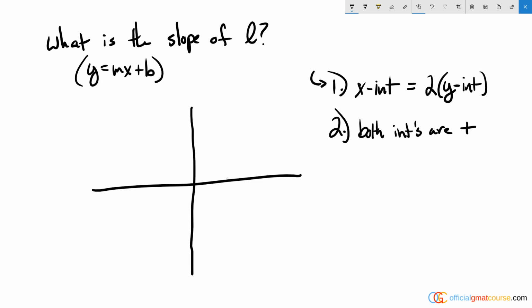Statement 1 says the x-intercept is 2 times the y-intercept. Well, that means if the y-intercept is 1, then the x-intercept is 2, and we would have a line that looks like this, right? And if the y-intercept was 2, the x-intercept would be 4. And that means we have a line that looks like this. And you notice that these visually look like parallel lines, and that's because they are.